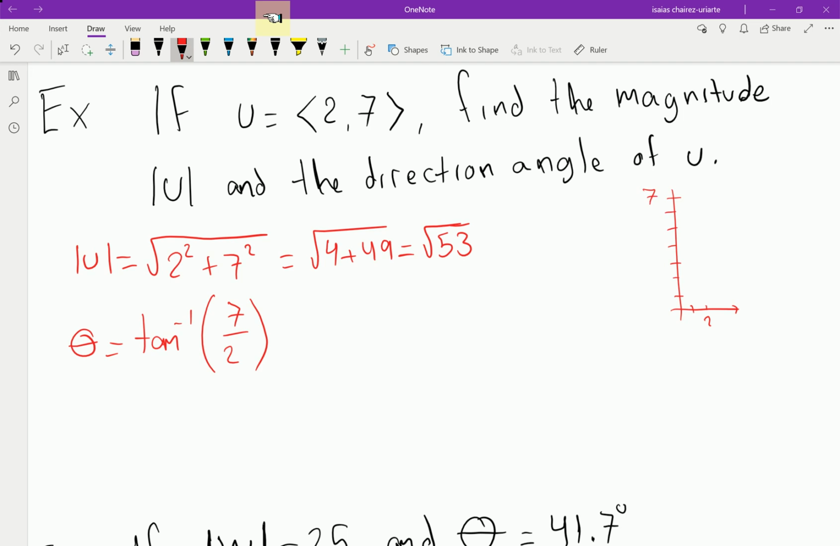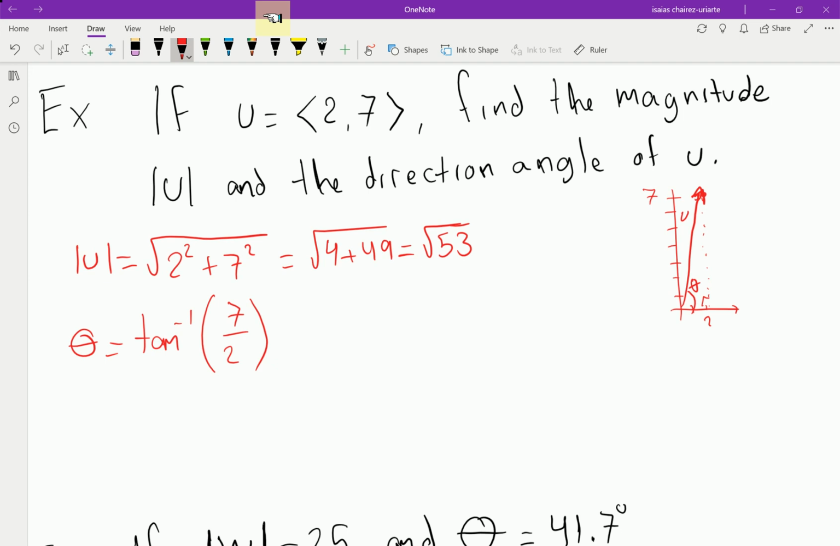And that's that point. And my vector looks like that. This is the vector u. And I have some angle theta right there. That's what I'm after. So that's what we're trying to find.